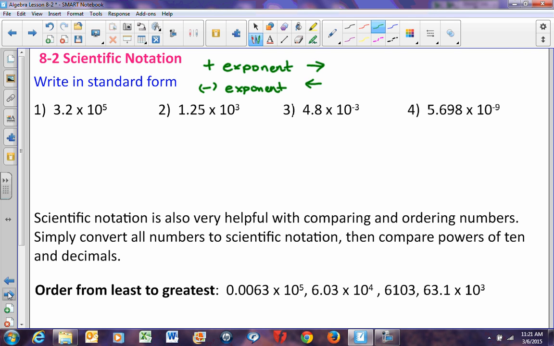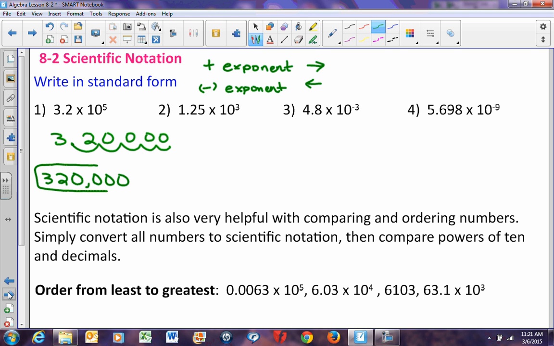So here I have 3.2 times 10 to the 5th. So normally my number would look like this. I have 10 to the 5th, so I need to move my decimal point 5 places to the right. 1, 2, 3, 4, 5. Add zeros, and I can rewrite my number so it's nice and tidy. So it's 320,000. Another way of looking at it is to get to the end of the 2, I have to move it 1 place. I have to move it a total of 5, so I need 4 zeros after that.